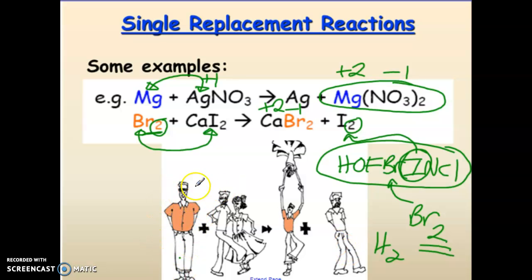So just a cute little cartoon here. Here we have one person that is alone, and then we have a couple that's dancing. What happens is the two people are swapping places. So now you have a new couple, and the one that was swapped is alone.